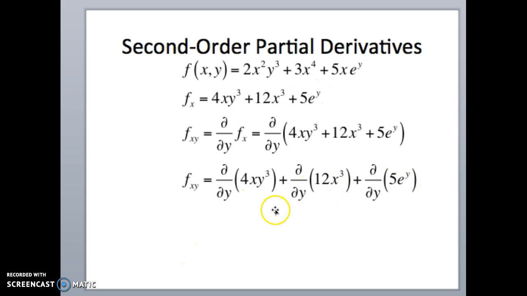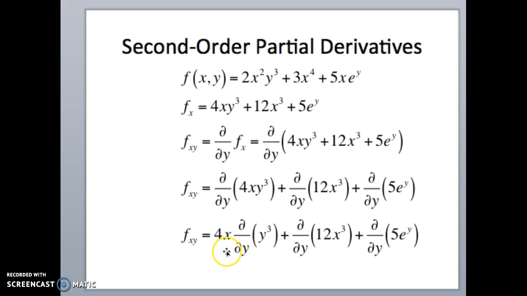Now what are our constants here? As far as y is concerned, 4x is a constant. That's only a function of y, and that's only a function of x. So the only thing I can really pull out here is the 4x. So I have 4x times the partial with respect to y of y cubed, plus the partial with respect to y of 12x cubed, that's a function of x, perceived as a constant. Derivative of a constant is 0. Partial with respect to y of 5e to the y, that is just a function of y, so now this behaves like a regular derivative.